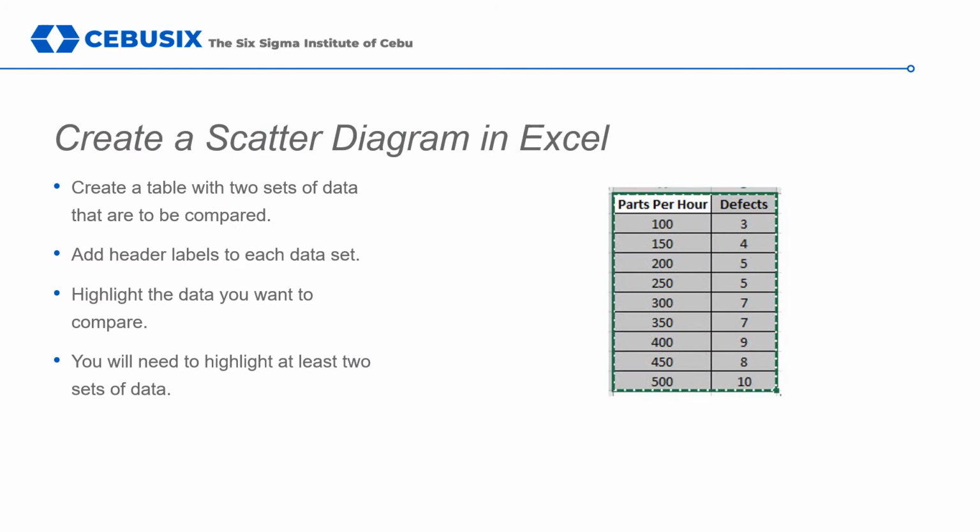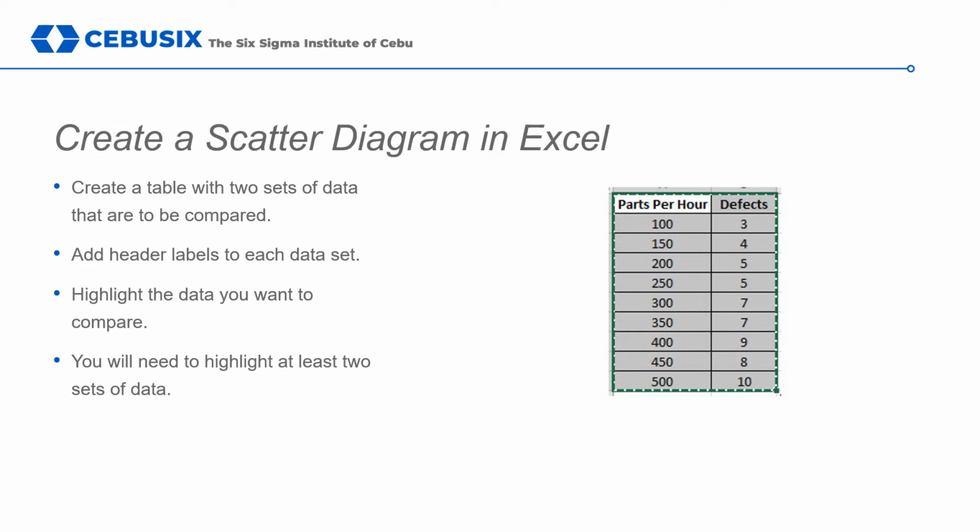We previously discussed correlation and regression on numerous occasions, so now it is time for us to create a scatter diagram in Excel. To do this, we can use the example from the book. We will need to create a column with two sets of data that we are going to compare, with a header at the top of each data set. In this case, our data will be the rate of parts produced per hour and the number of defects discovered when operating at that specific rate.